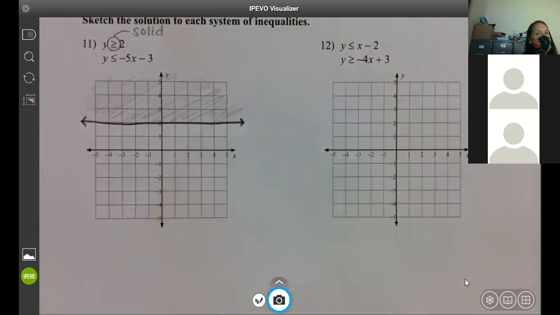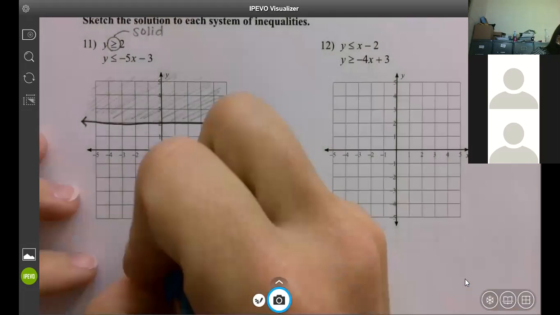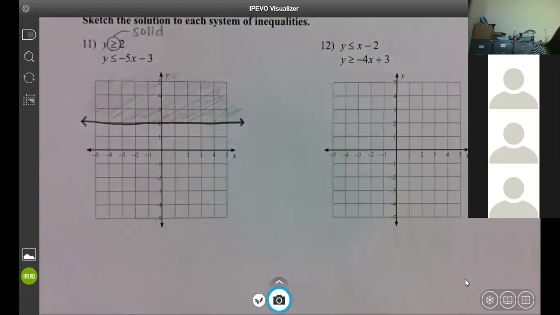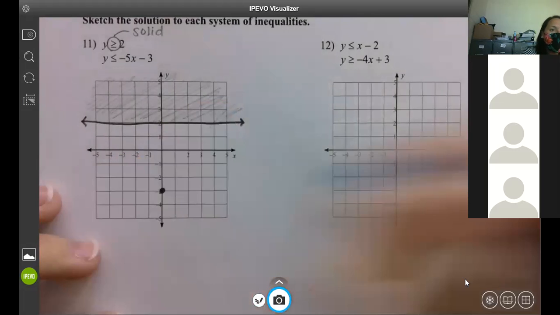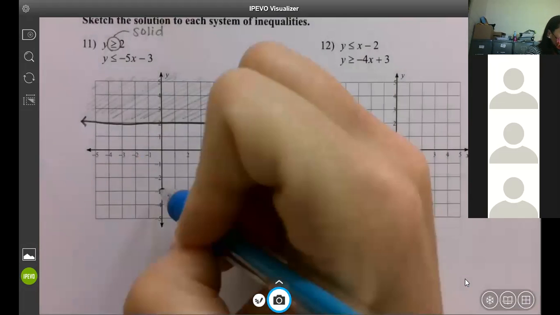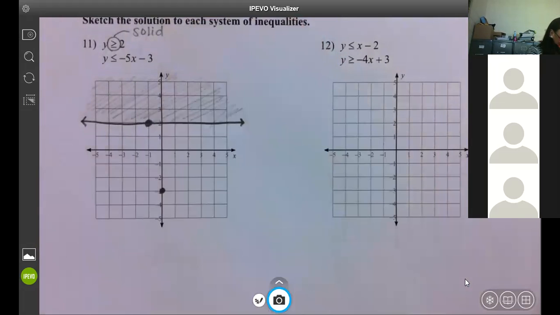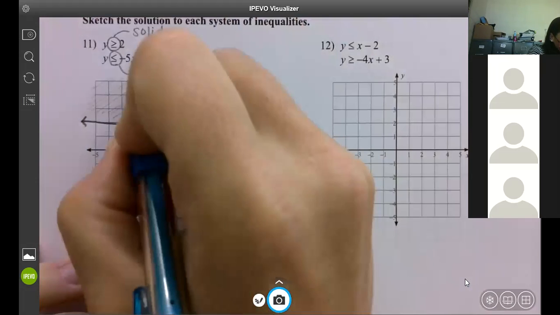All right, how do I graph the next one? Where do we start? Guys, come on. Where do we start? -3. Thank you. -3. How do we move? -5/1. So I can go down 5 and over 1, or I need to go up 5 and over 1, which will be right here. Is this one solid or dashed? Solid.